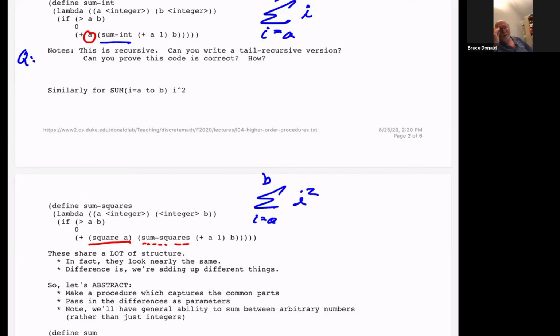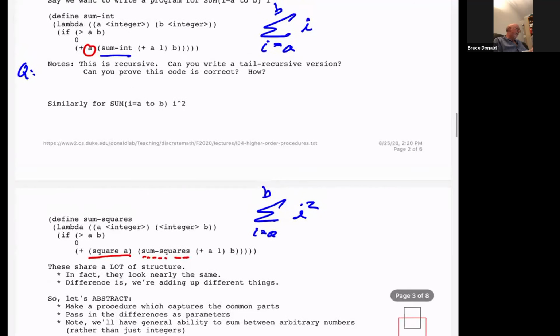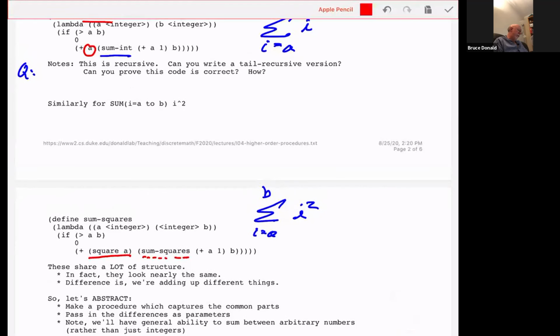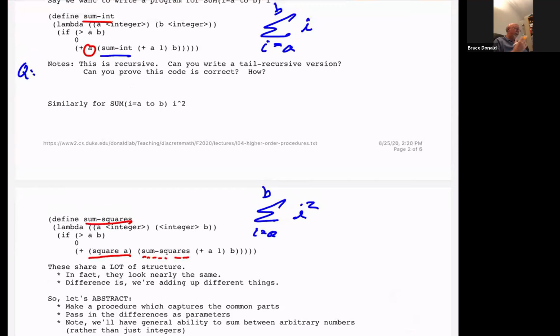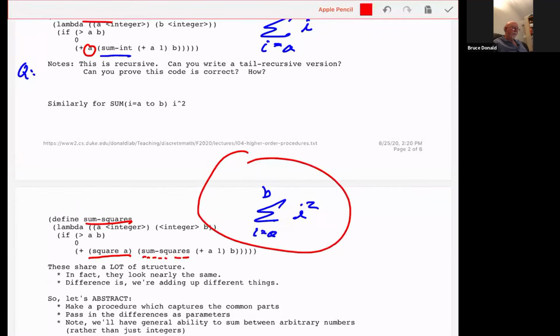We had a question about this last Monday that I thought was really good. Do you always have to step by 1? In fact, sometimes you want to step by other things. They might not even be integers, might be different kinds of things. So I'm going to abstract away from sum-int and sum-squares to write a general procedure that's more like our beast here, which is the summation function.